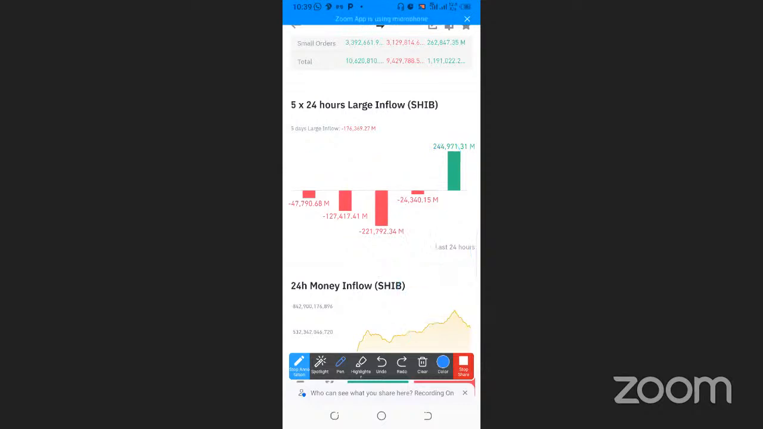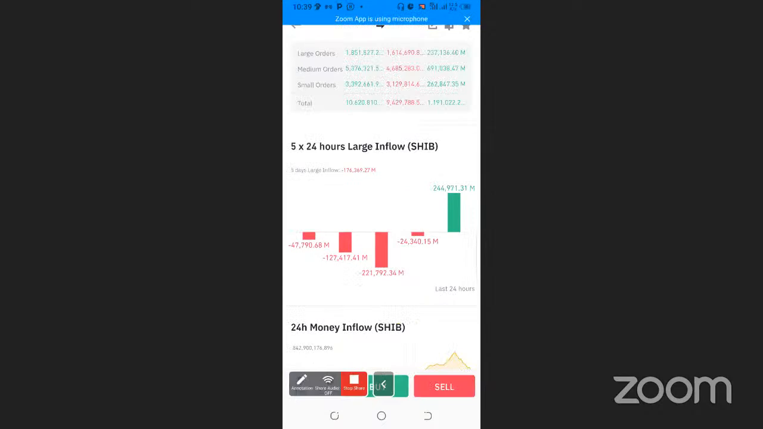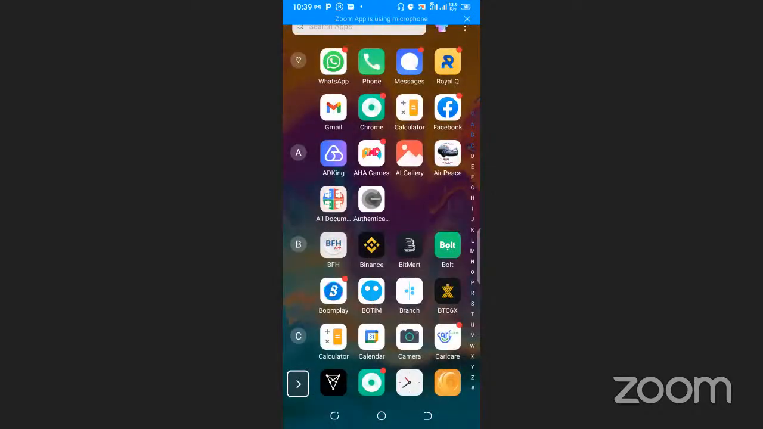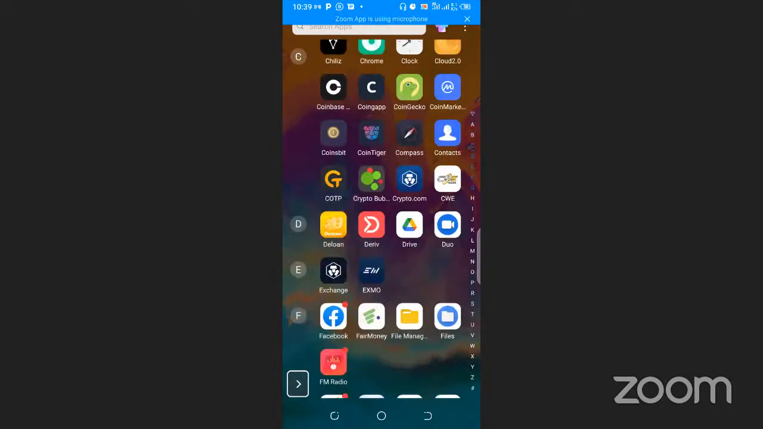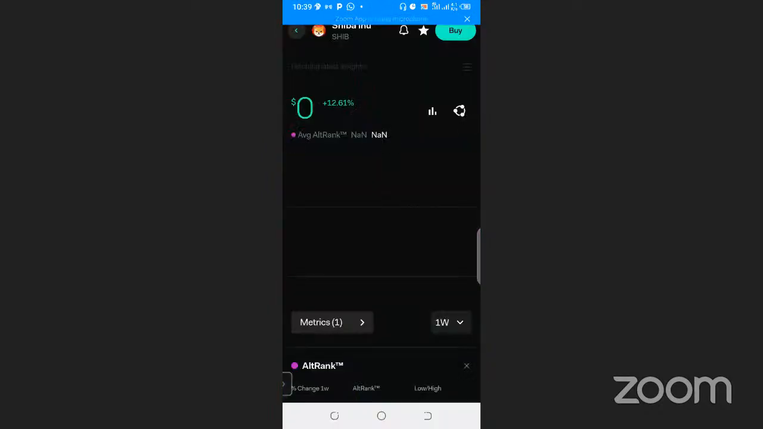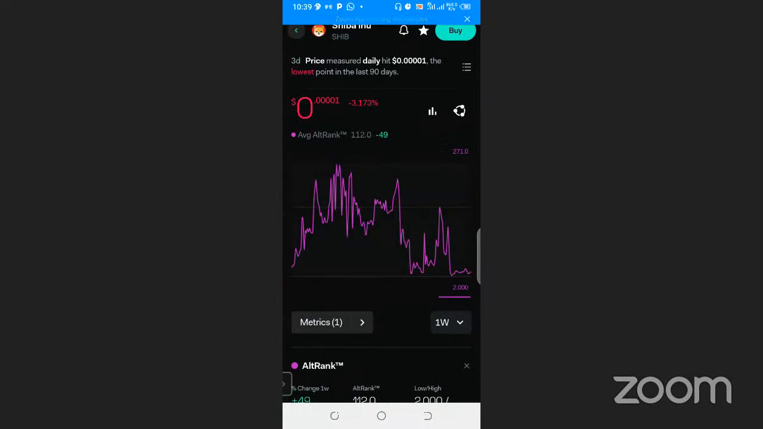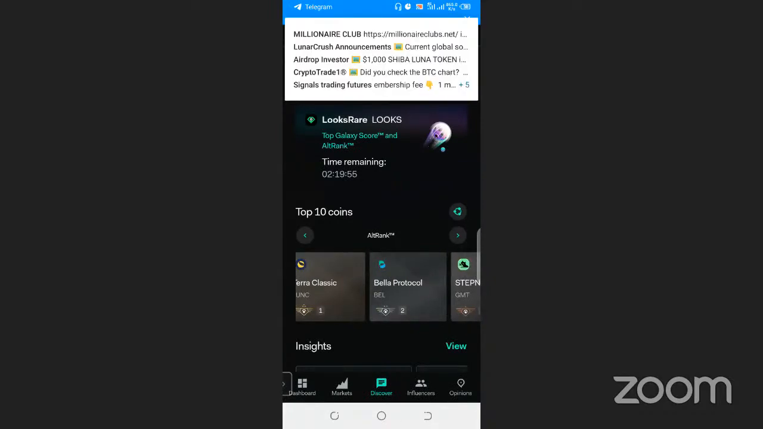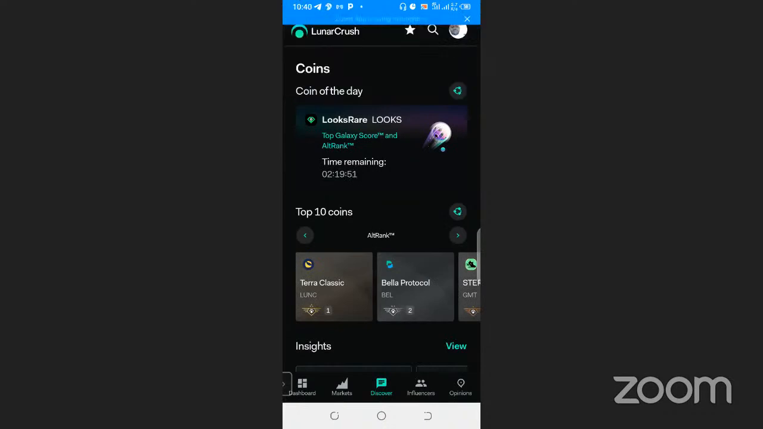Okay, but we have not got any social media on that. I got it. So now, you move down to LunarCrush. If you look at LunarCrush, first of all, look at the current top 10 coins. Look at the 10 of them.